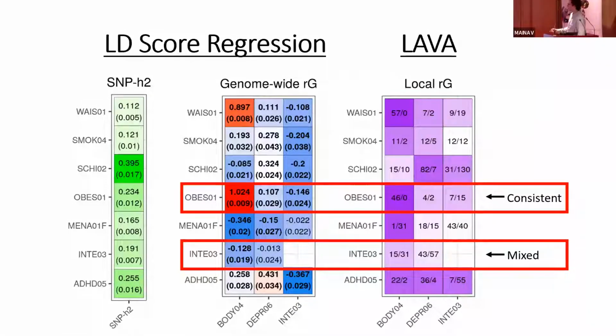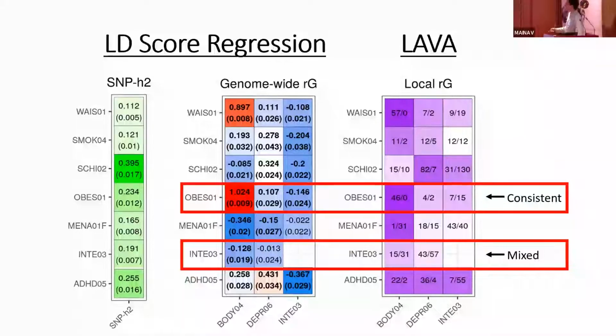And that's consistent with the results from LAVA. The LAVA results, the text inside the box, show the number of significant positive local genetic correlations and then the number of significant negative local genetic correlations. And we can see that in the case of obesity and BMI, the results are concordant between the two methods, with LAVA showing a large number of local genetic correlations all in the positive direction.